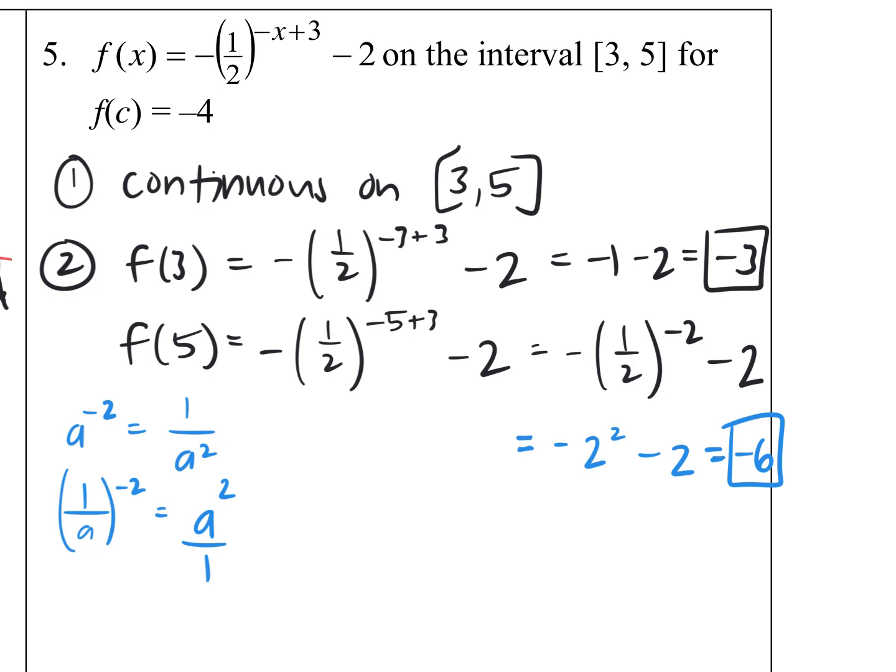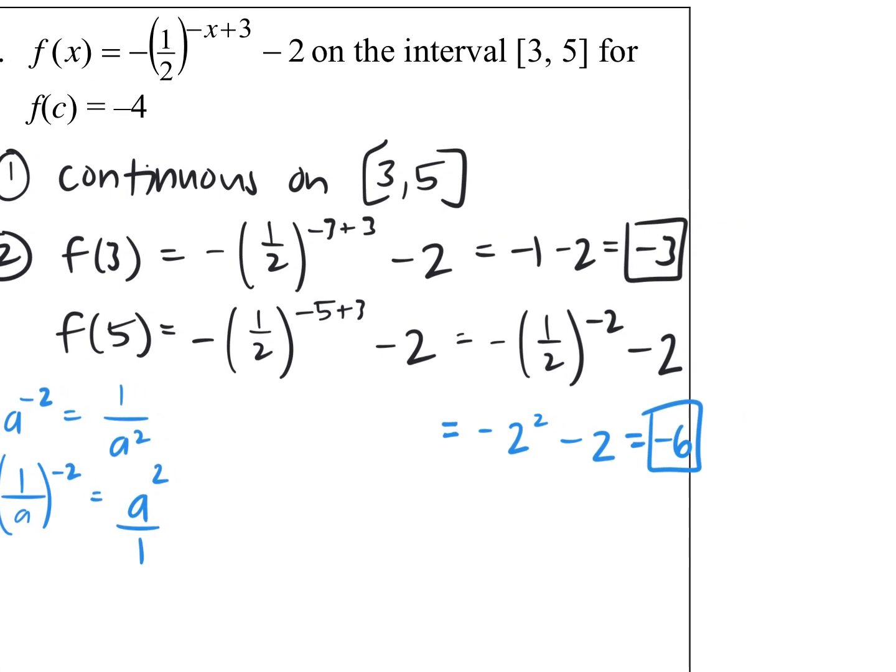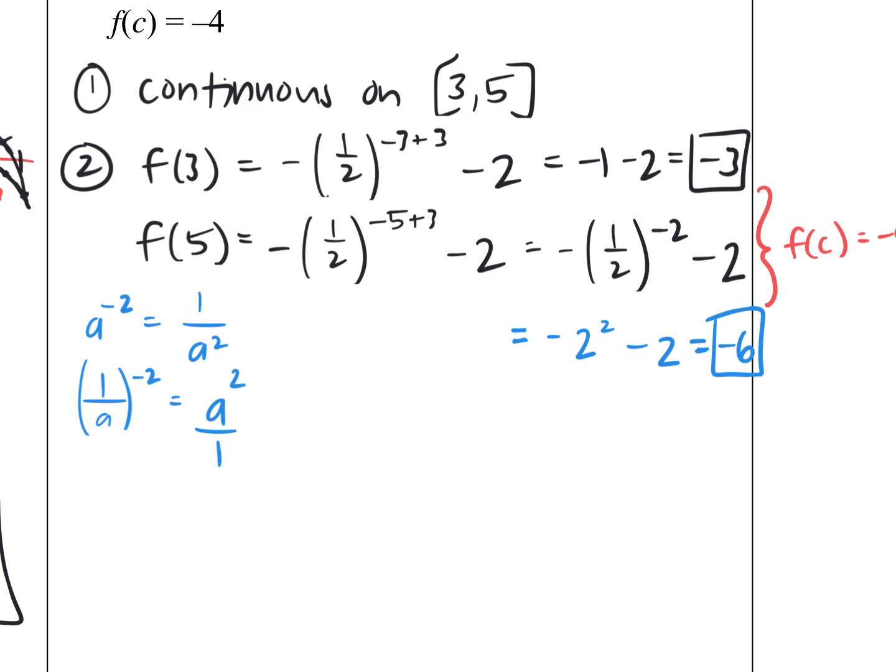Gotcha. Okay. All right, so we need to look and see, does f of c equal -4 exist in between those two numbers? Does -4 exist in between -3 and -6? Yes, it does. So we can go ahead and say that the intermediate value theorem applies.